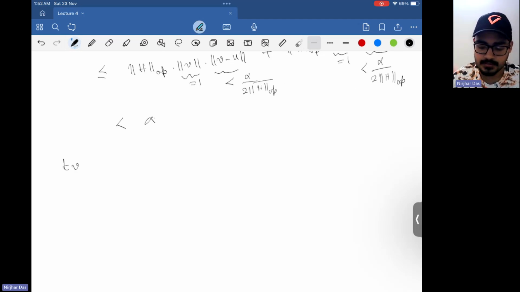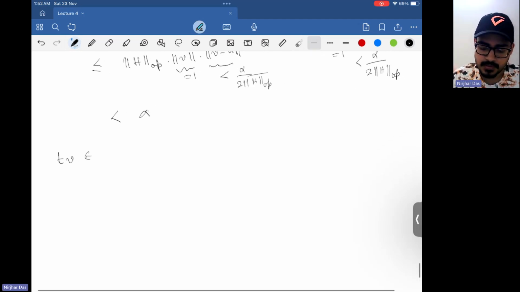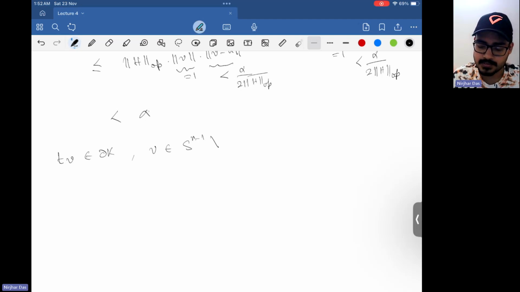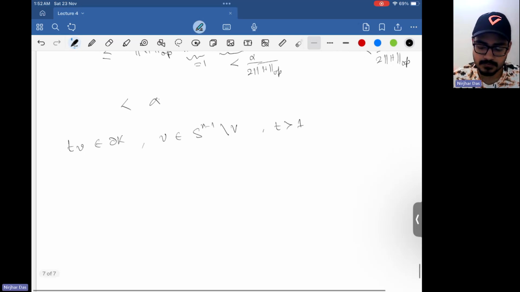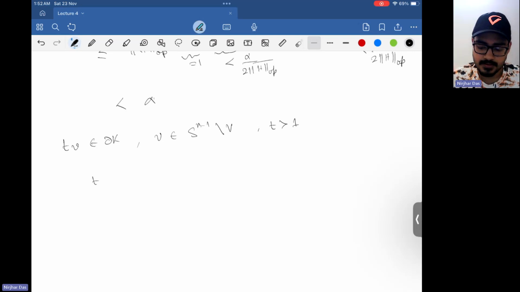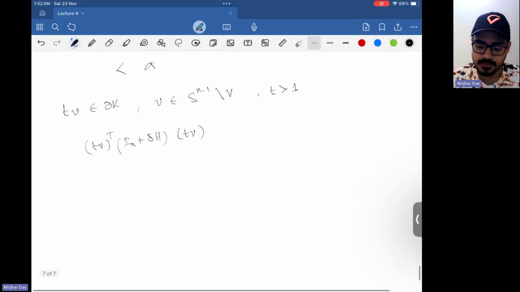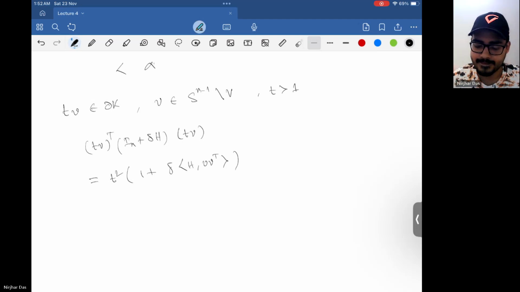So now let's look at what about the point t times v again. So t times v belongs to delta k, and v is from the set Sn minus 1 minus v, right? And t is a scaling factor. So again, t is greater than 1. So let's look at dv transpose in plus delta h into dv. Again, by simplifying, we'll end up getting t square into 1 plus delta of h vv transpose, right?